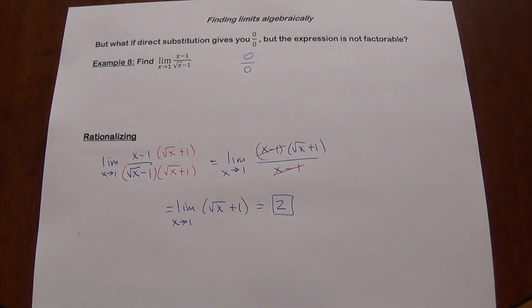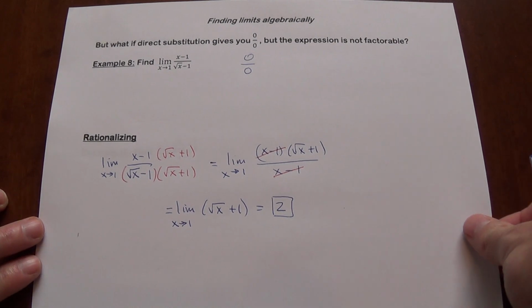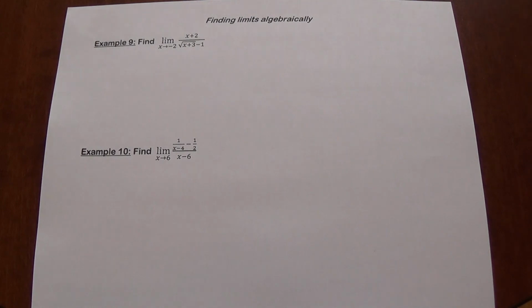Okay? So this is what you do when you have a situation where an expression cannot be factored. This is called rationalizing. Alright, a couple more examples.